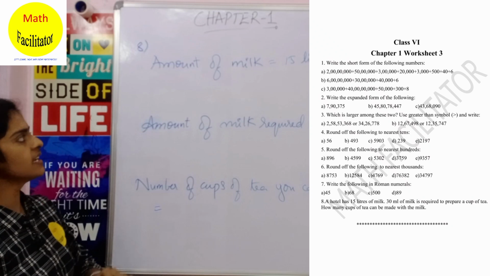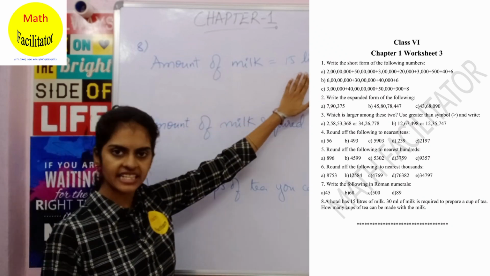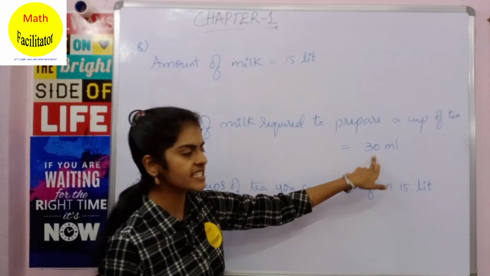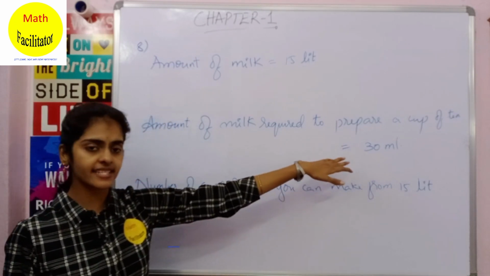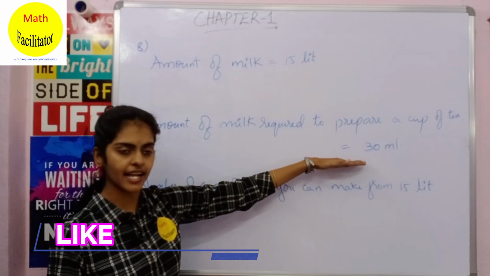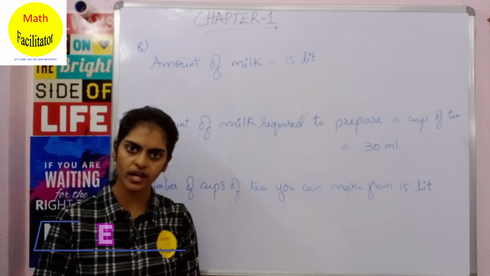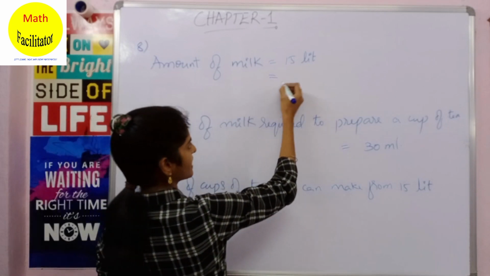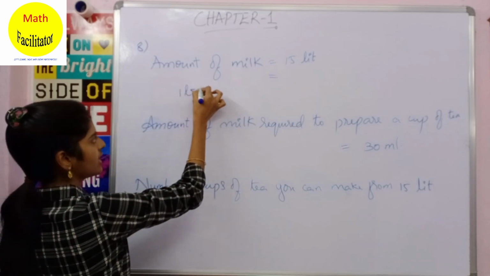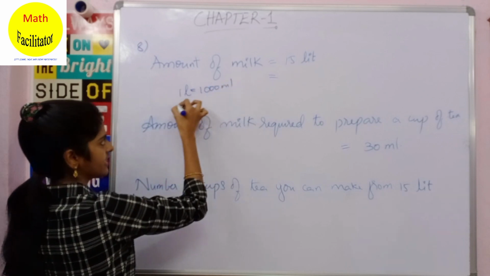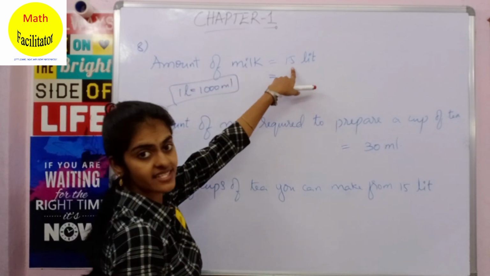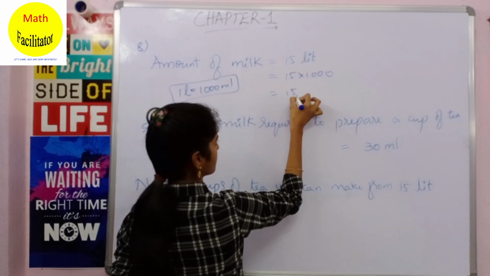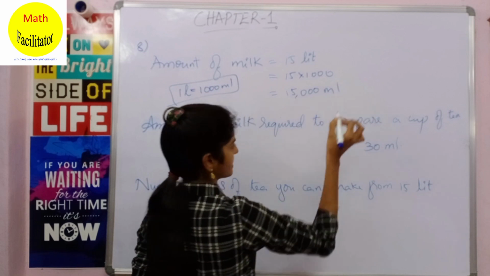Moving on to the next question. In a hotel, the amount of milk is 15 liters and the amount of milk required to make 1 cup of tea is 30 ml. Now they are asking us to find out how many cups of tea you can make from 15 liters of milk. So firstly you will convert liters into milliliters. You know that 1 liter is equal to how many ml? 1000 ml. Yes, so by this 15 liters is nothing but 15 into 1000. So this is nothing but 15,000 milliliters.